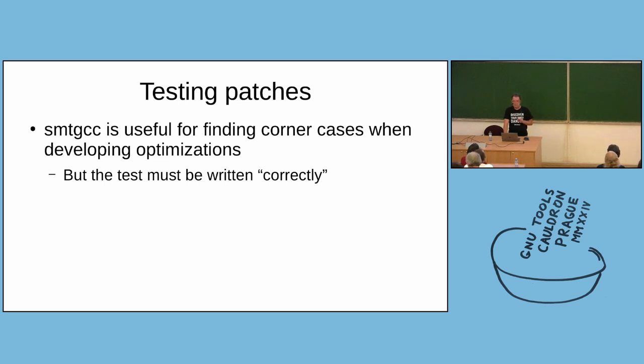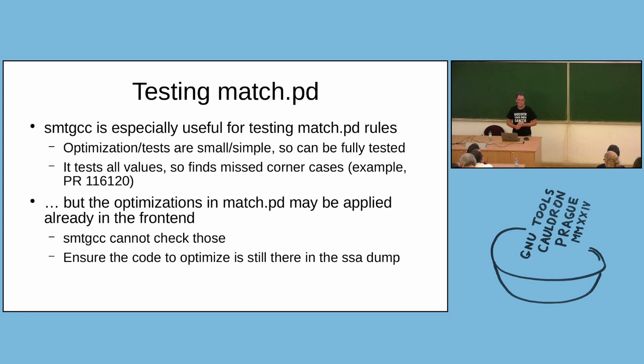When you write your test cases, you can write them in ways that are harder or easier for the tool to work with. We start with the match.pd rules. Here I would say that smtgcc can do complete work because the optimization tests are very small and simple. It's just one transformation, just a few instruction changes and so on. So it can go through all input values. One example from about a month ago is this bug report I reported. One problem in writing the tests here is that the transformations can be applied already in the front end.